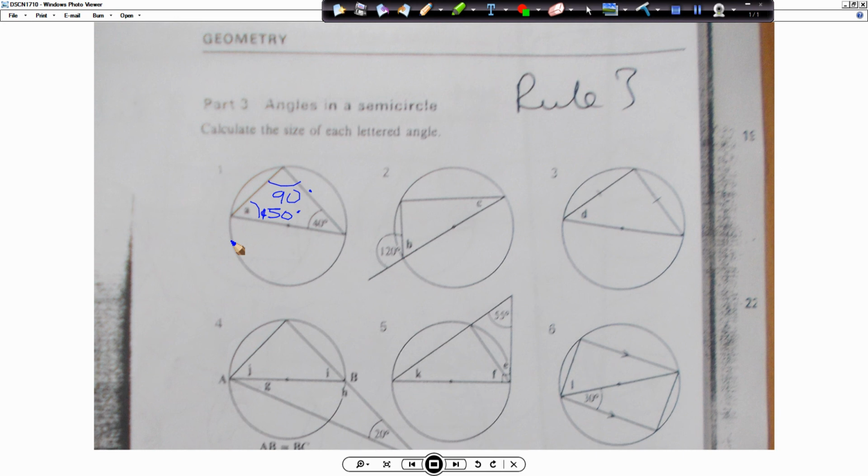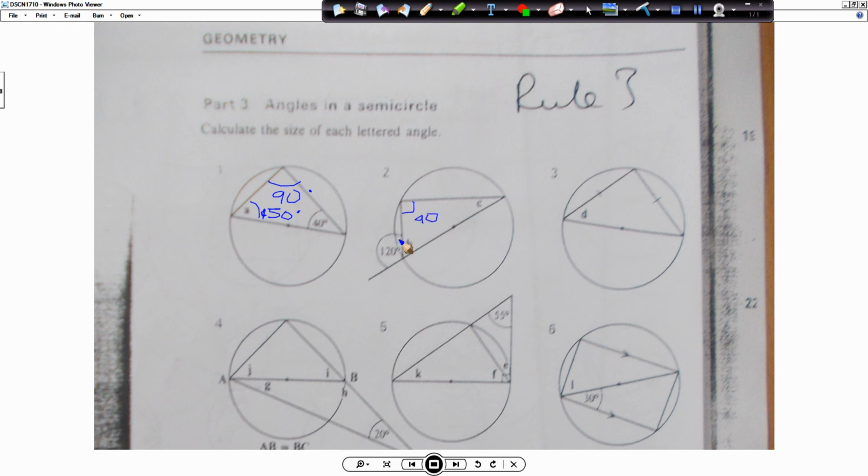Okay, we can work out the other angles as well. Angles in a semicircle is a right angle. That's exactly what is in the examination papers as the answer. The angle in a semicircle is 90, is a right angle. So here's a semicircle, half a circle. So the angle has to be 90.